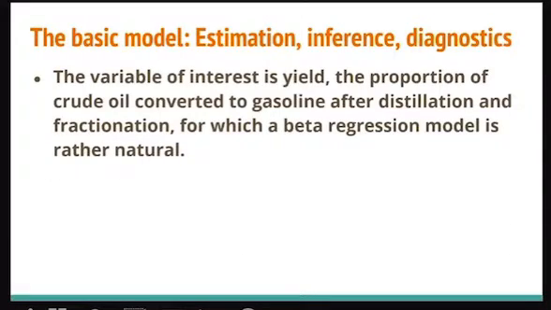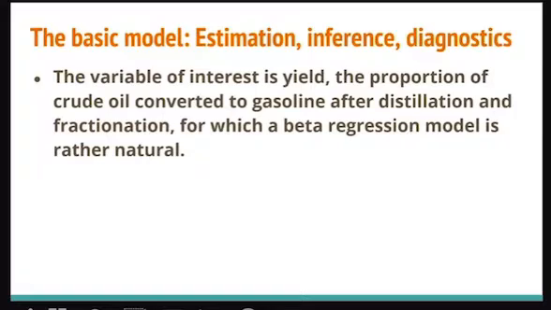Let's come to application. Now, I just walked you through the statistical theory, which is more or less the foundation of how we derive the beta regression model using the underlying distribution of beta distribution. But this is where it should concern you.